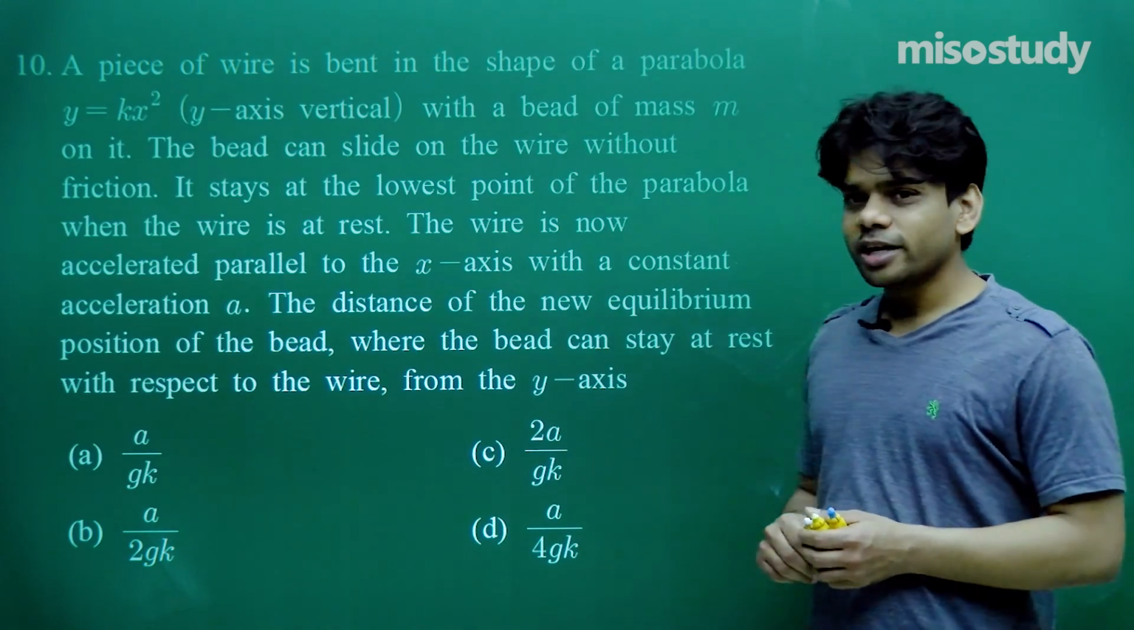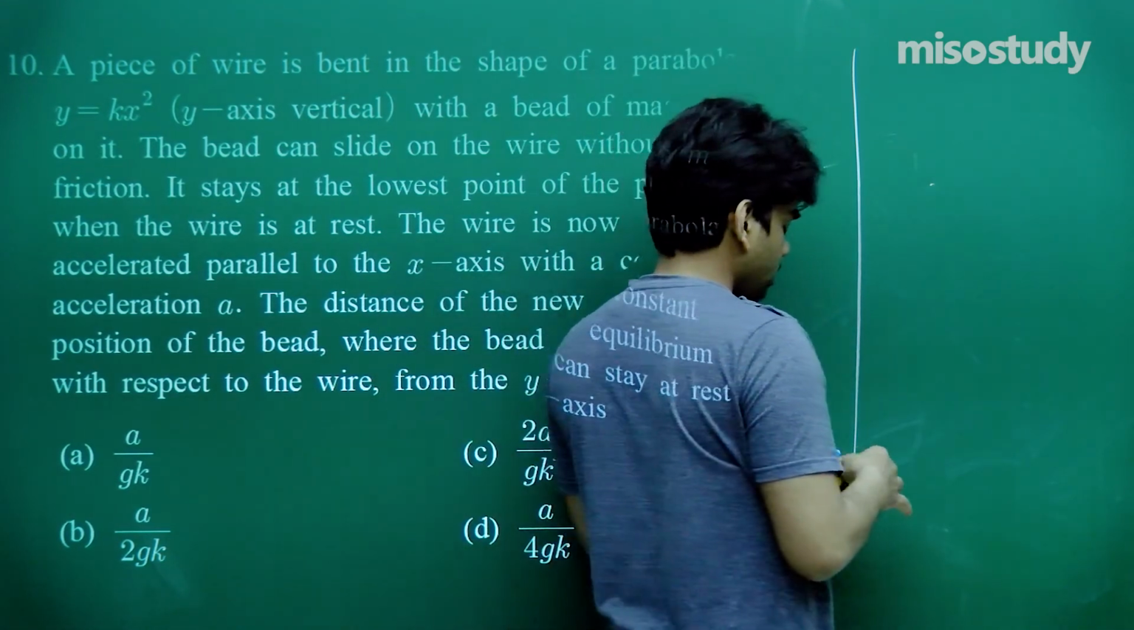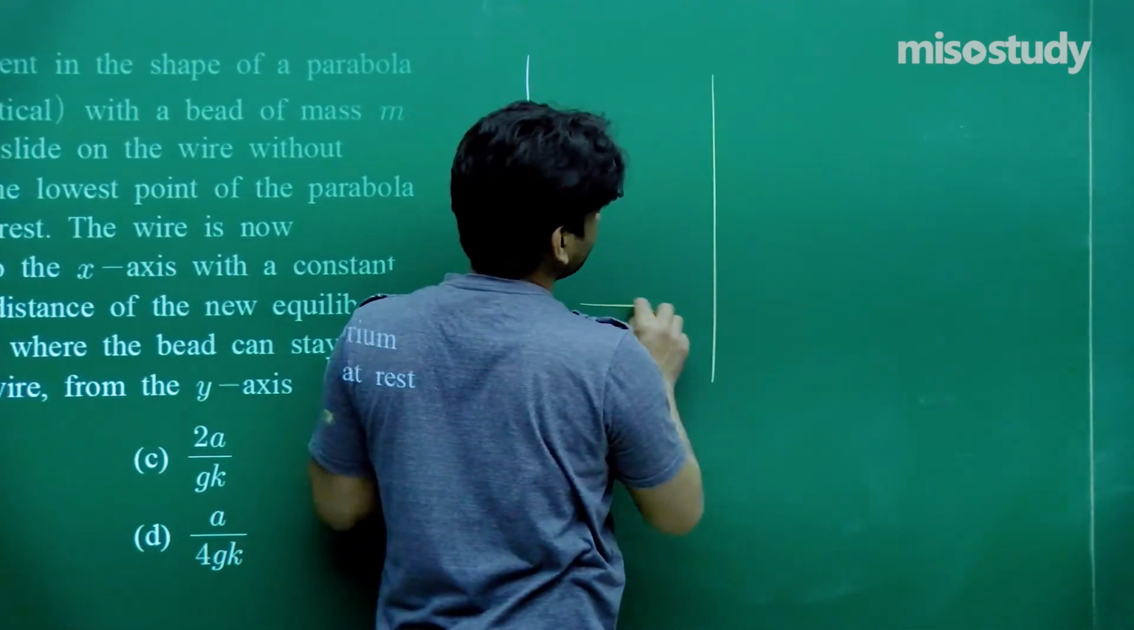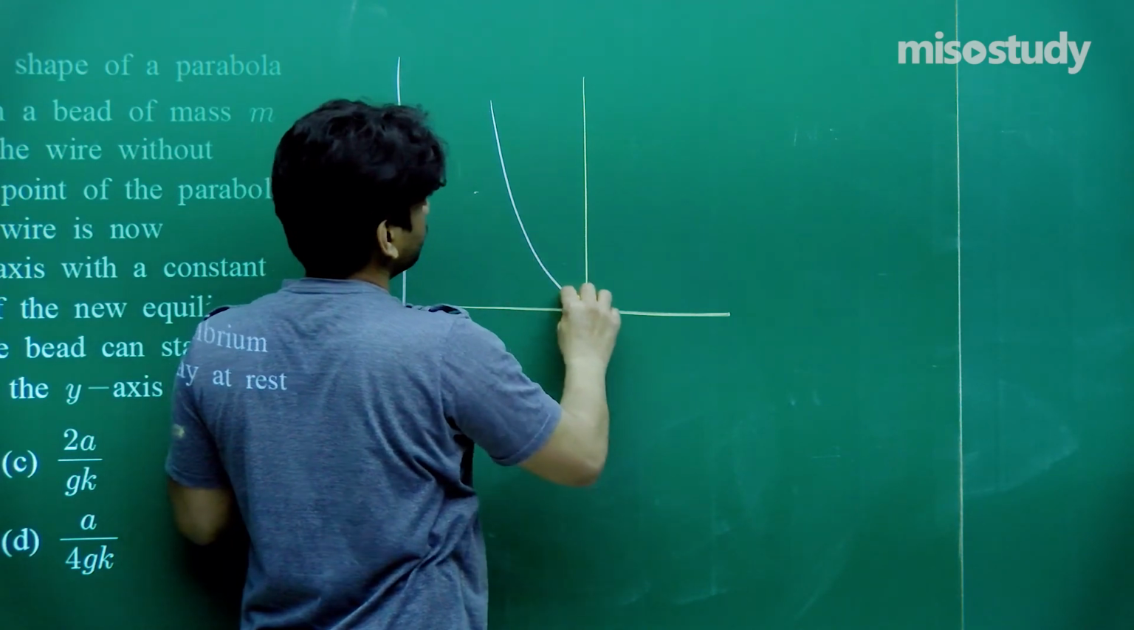Now see here, let me show you the figure first of all, what's happening in this case. This is the case, we have y equals kx square.